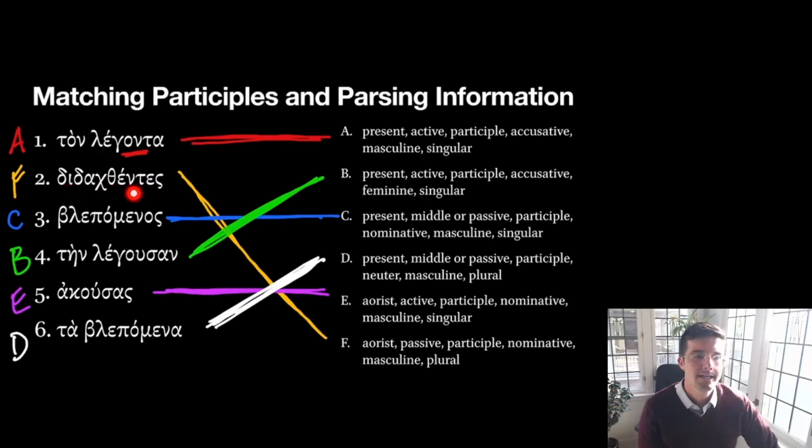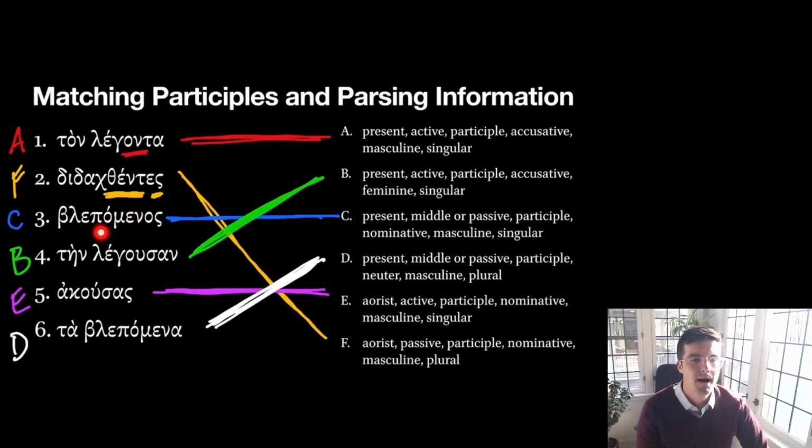Then didachthentes, we don't have a definite article to give us information here, but we see this thent in there, and this is going to be our sign to the aorist passive. That's what we get here. It's a participle, and then the es ending, the epsilon sigma, is the third declension. So this is our nominative masculine plural of the third declension, so the third declension ending added on here.